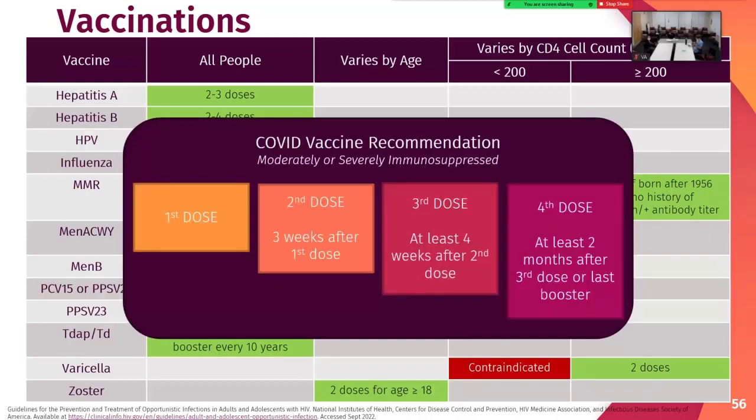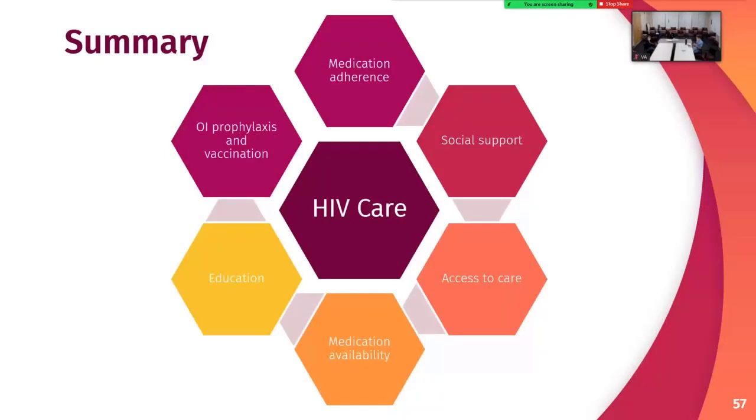And then for our COVID vaccine recommendations, this is going to be similar to our other moderately or severely immunosuppressed patients. So they're indicated for 4 total doses right now, with the third dose being given at least 4 weeks after the second dose, and the fourth dose at least 2 months after the third dose or their most recent booster. Okay, and then this is just a quick summary slide.